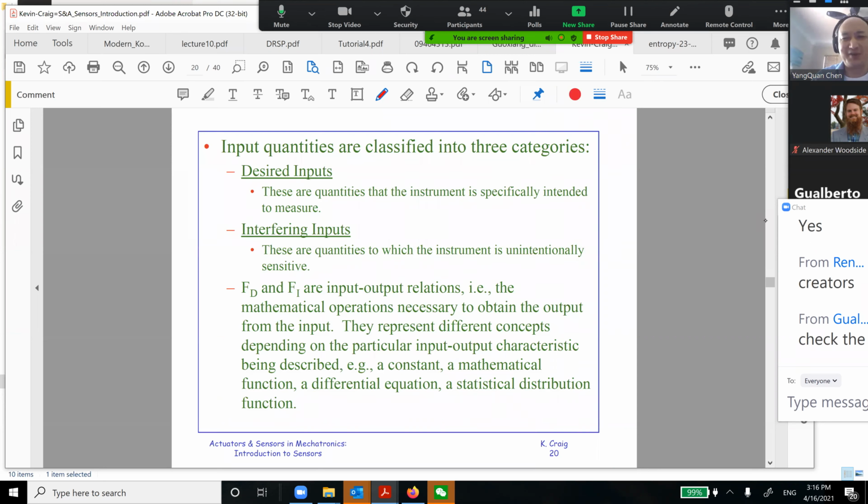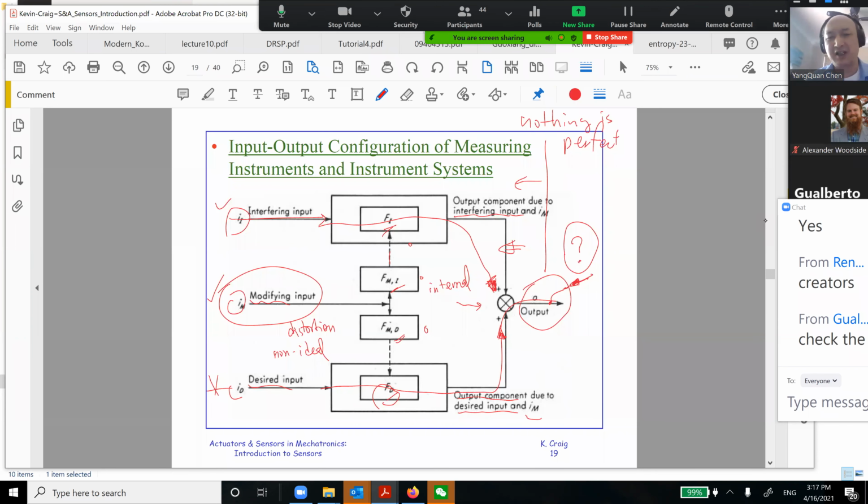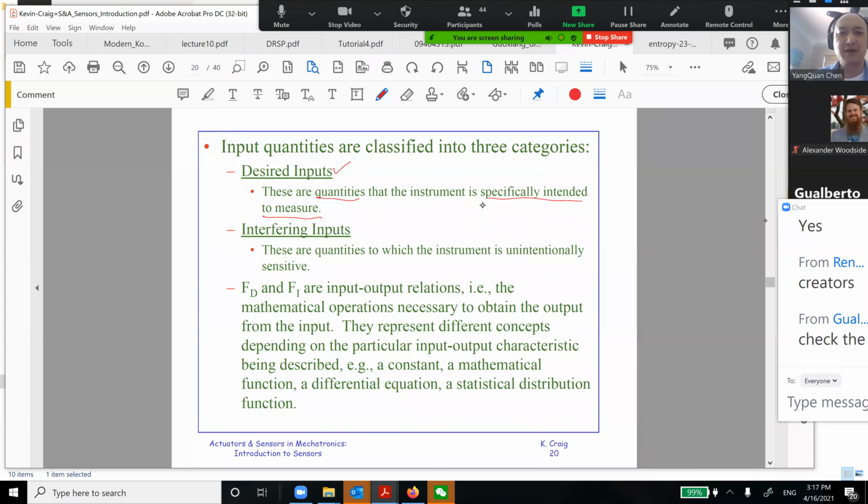What is the desired input, okay? Those are the quantities we specifically intend to measure. It's called desired input, okay? It's this guy, ID. Interfering inputs, those are the quantities the measurement is unintentionally sensitive to. So this is II, interfering. So this FD, FI are input-output relations.